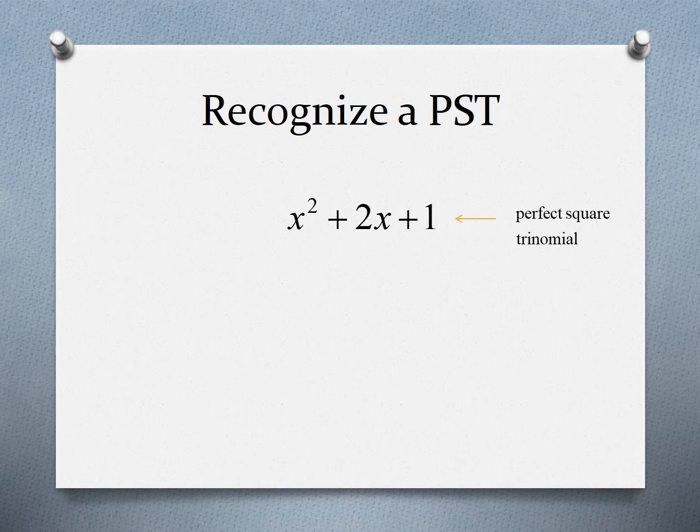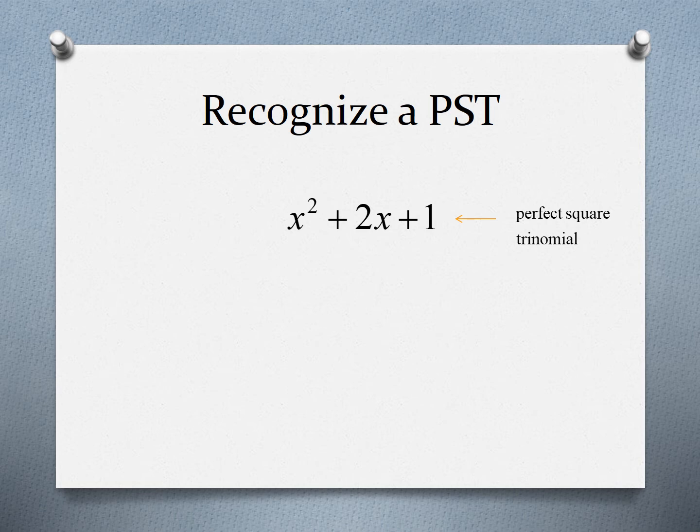We know we have a trinomial because we have three terms. x squared is our first term, 2x is our second term, and the 1 is our third term. Notice how those terms are moving down in descending order. The first term, x squared, is a perfect square, x times x. The third term, 1, is a perfect square, 1 times 1.